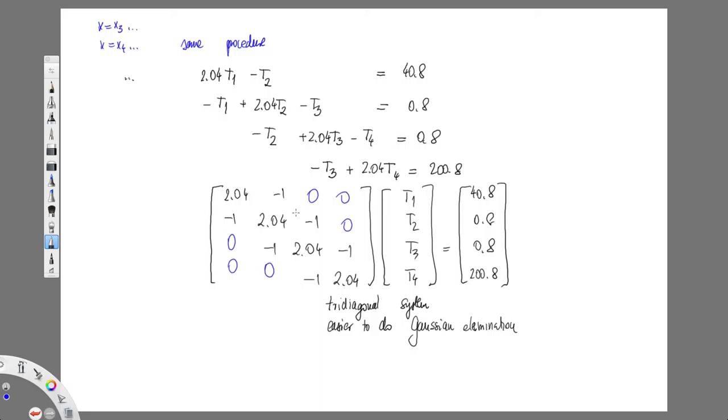So this is the diagonal. This is called the upper diagonal. This is the lower diagonal. So all I have is basically three vectors. And you can see that the larger the system is, the more zeros you actually have.